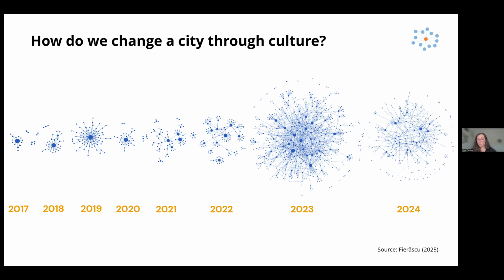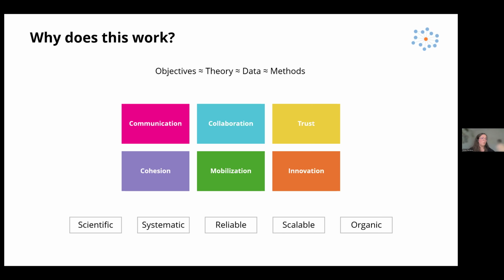Another reason why network analysis in general works very well is that people confuse it with, and reduce its definition to, the methodology itself. It is a methodology, but the objectives and the theory and the data and the methods are very strongly correlated within this worldview, or way of looking at the world, right? So if you look at the objectives, let's say we want more innovation, or mobilization, or cohesion, or more collaboration, trust, or communication within different contexts.